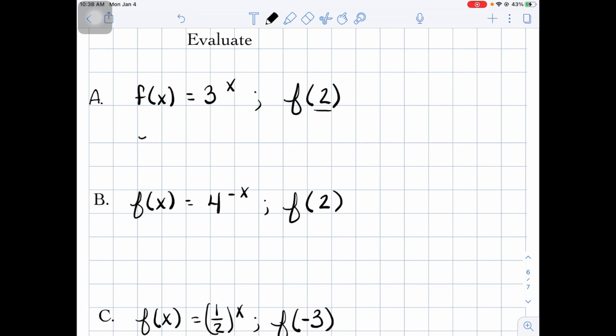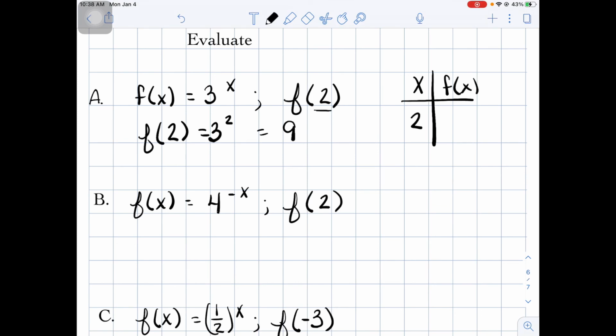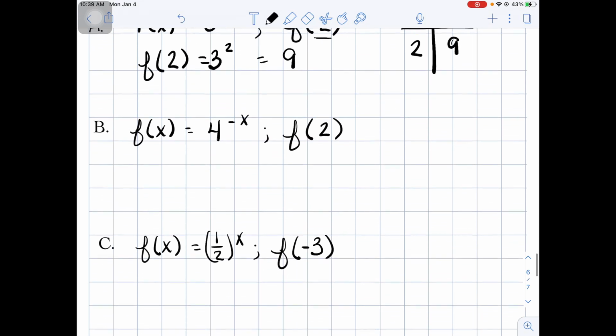So to evaluate this is f of, when I put in 2, what will it be? So 3, put in 2. I know that f, when I input 2, my output would be 3 to the second power, which is 9. So when we think about this on a graph, when my input is 2, my output for this function, 3^x, is 9. That's what I'm doing.